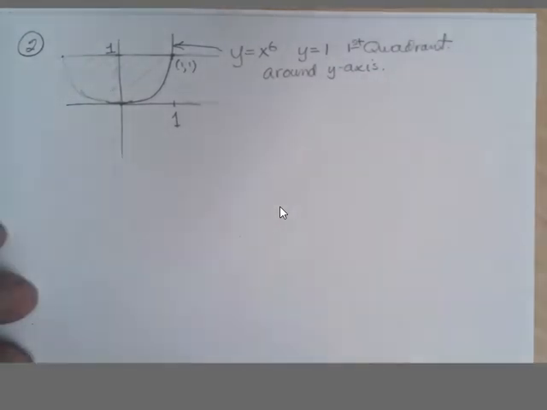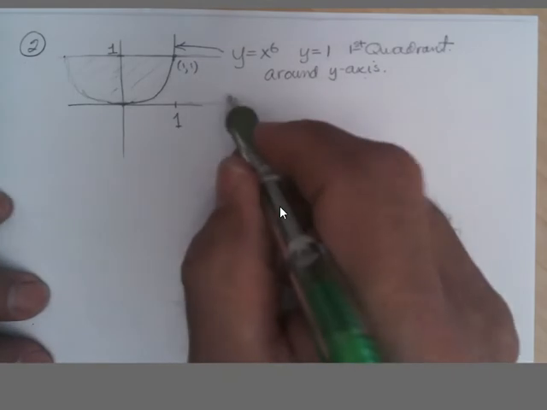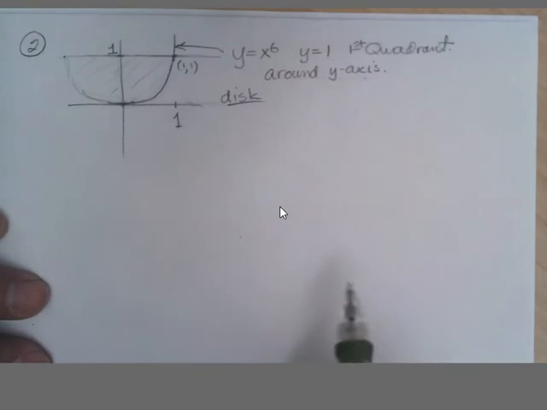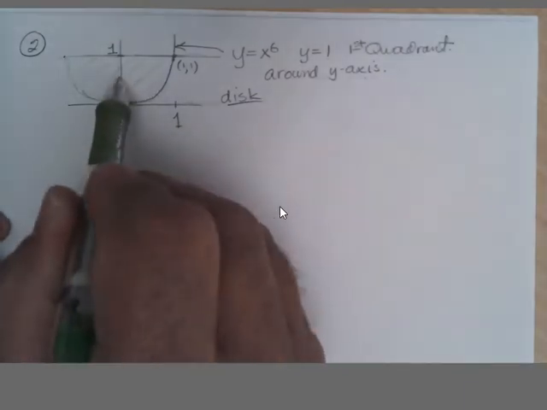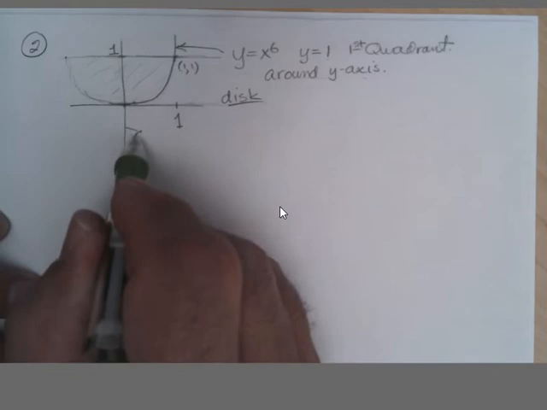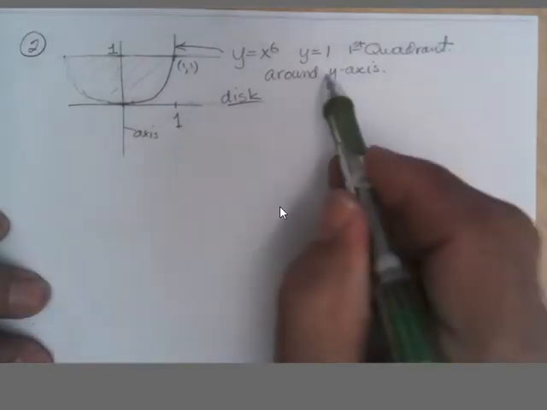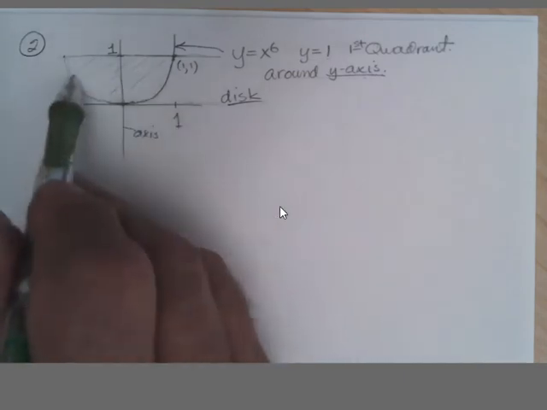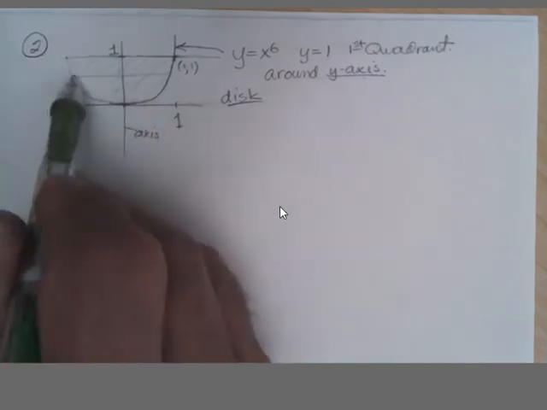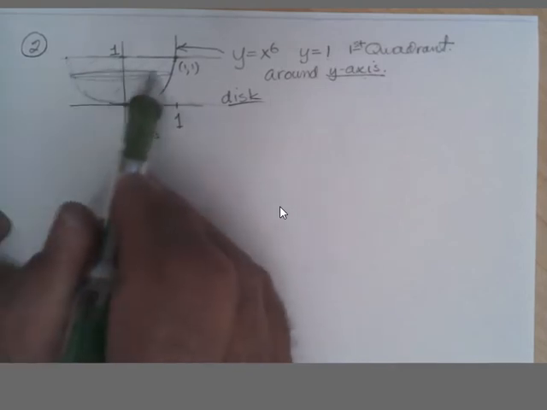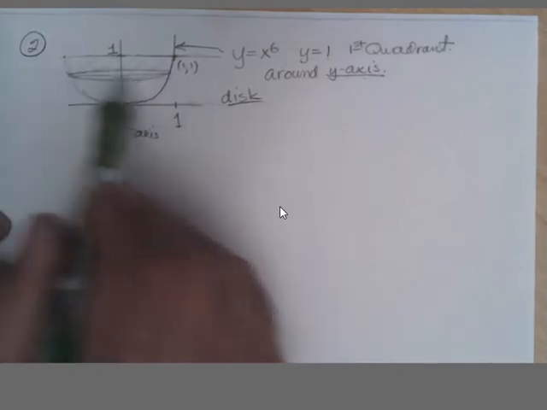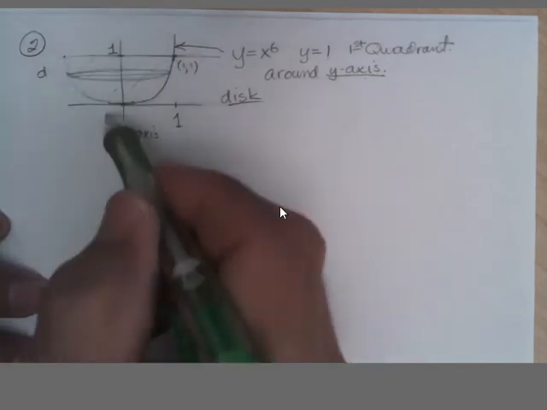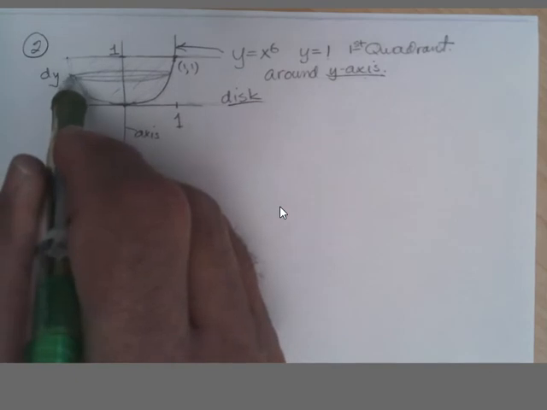Okay, so I asked you to do both methods. So let's do the disk method. No hole in this. So if I make a slice perpendicular to the axis, and the y-axis is the axis, it's going to make a disc, a circle thing that's got some height. Very little height.